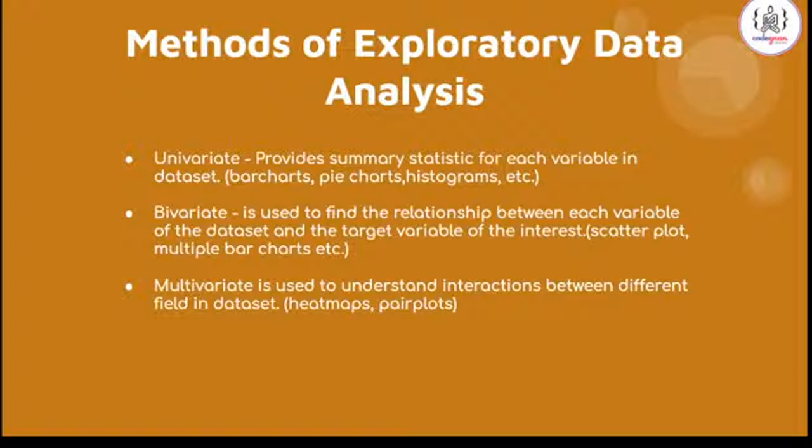Then we have something called bivariate. Now bi means two, right? So whenever you compare two variables, then you are doing your bivariate data analysis, and it is used to find the relation between these two variables with respect to your target variable. All right, and we can use scatter plots, multiple bar charts, and heat maps to do that. Then there is something called multivariate. So whenever you are analyzing more than two variables, then this is your multivariate exploratory data analysis, and we can use pair plots, heat maps, multiple bar charts, multiple line graphs, and multiple box plots to do that. All right, so this is your methods for exploratory data analysis.